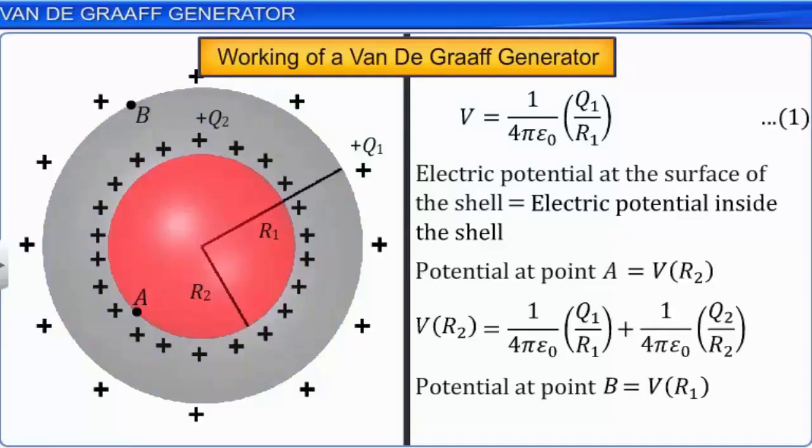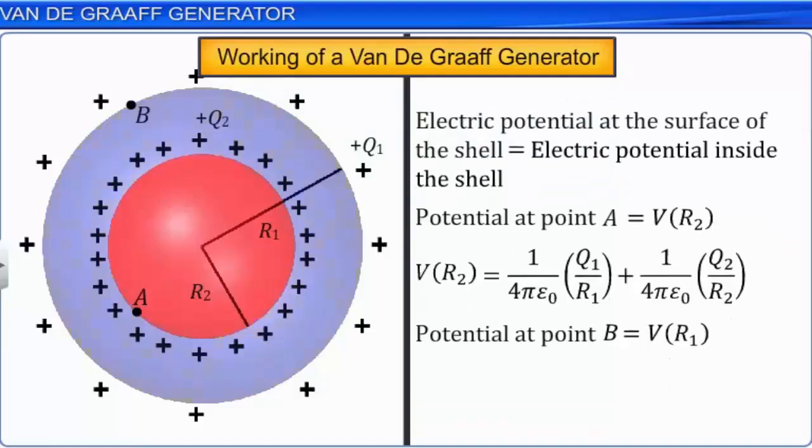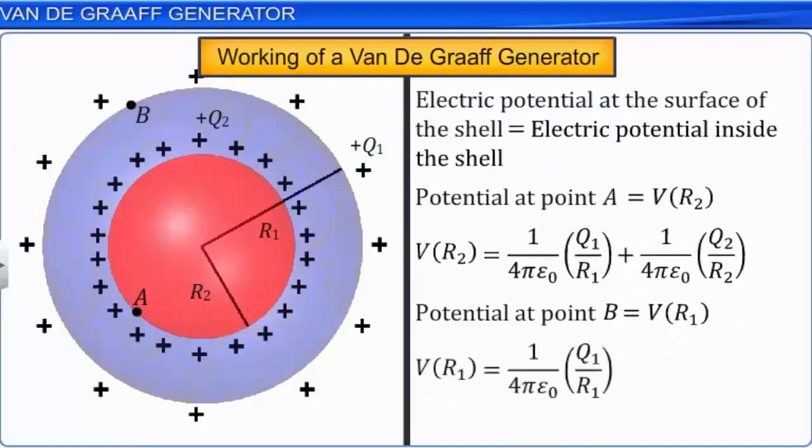Hence, V of R1 is equal to 1 by 4 pi epsilon naught Q1 by R1 plus 1 by 4 pi epsilon naught Q2 by R1. Here, 1 by 4 pi epsilon naught Q1 by R1 is the potential due to the charge on the outer sphere. And 1 by 4 pi epsilon naught Q2 by R1 is the potential due to the charge on the inner sphere.